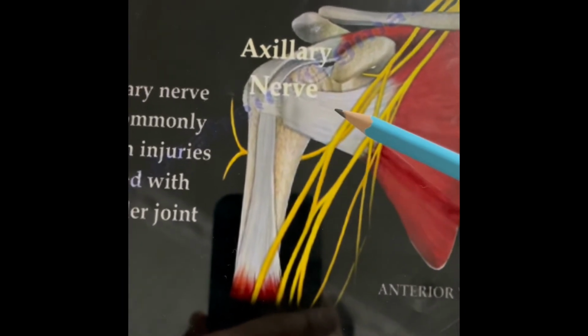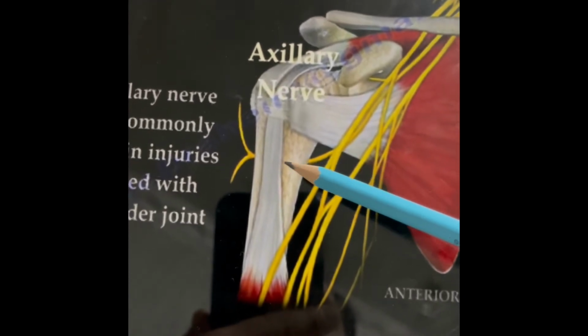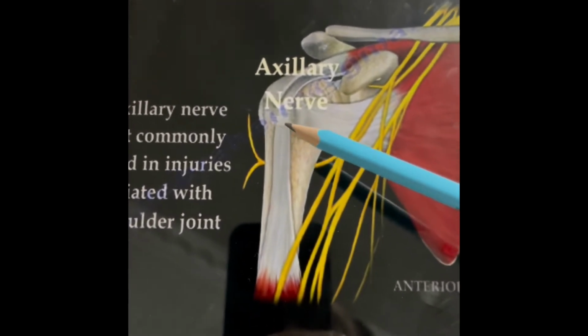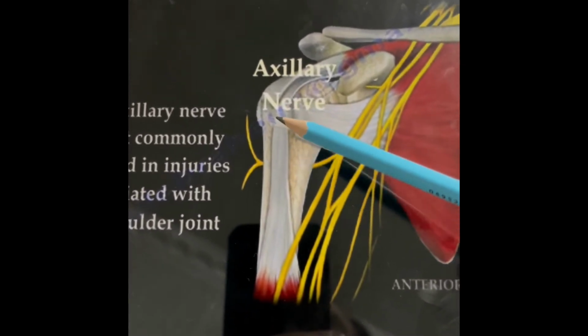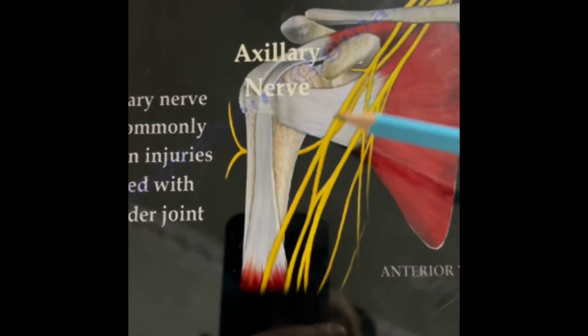The axillary nerve goes posteriorly, and it supplies two muscles, the deltoid and teres minor muscle, and a small area of skin over the lateral aspect of the shoulder joint.